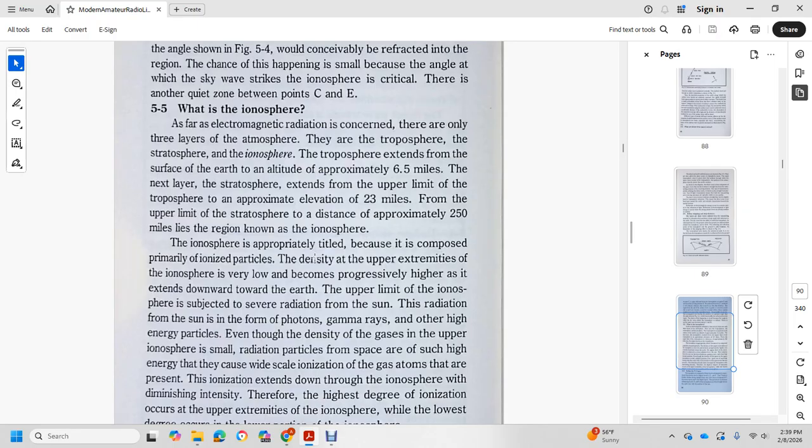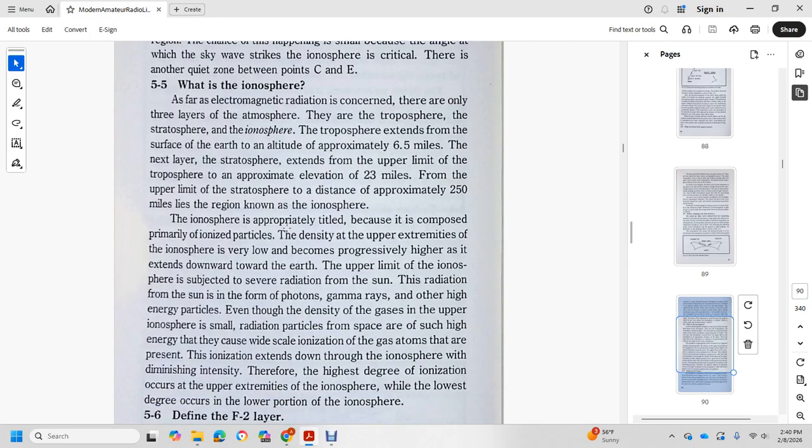The next layer above the troposphere extends up to an elevation of approximately 23 miles, and from the upper part of the stratosphere to a distance of approximately 250 miles is a region known as the ionosphere. The ionosphere is so named because it is composed primarily of ionized particles. The density of ionization is very low at the extremity, but becomes progressively higher toward the Earth.